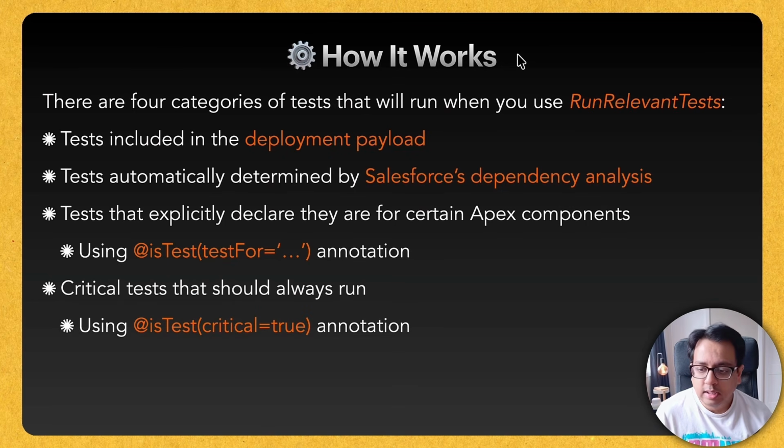And the fourth one is, if you think a test is very critical, then in that annotation you will write critical equals true. By doing that, Salesforce will automatically run that test class every time, irrespective of what component is being deployed. This is very important because critical tests should always run. The way to make a test critical is critical equals true in the isTest annotation. So these are the four categories of tests that will run every time when you use the run relevant tests level.